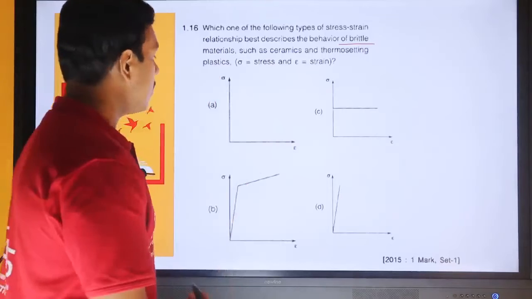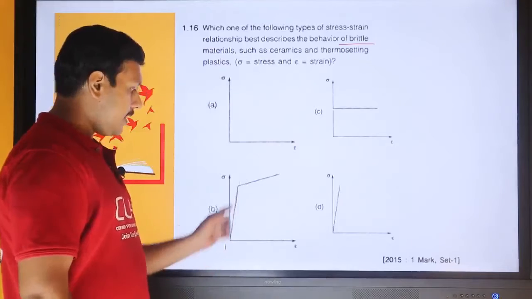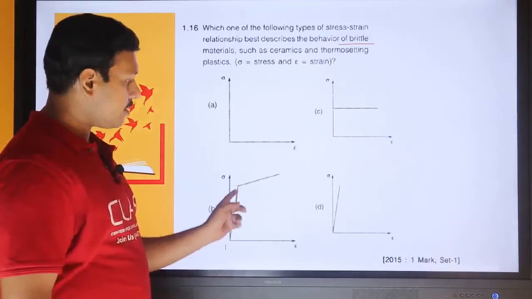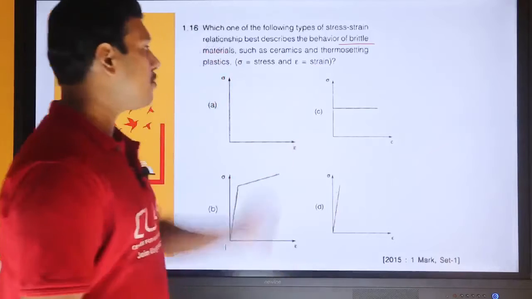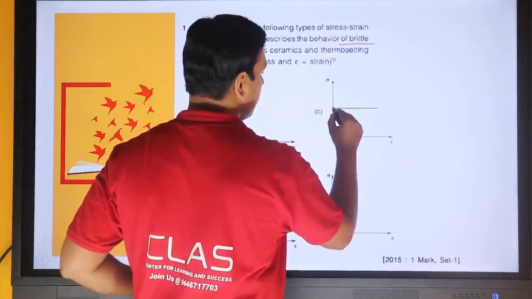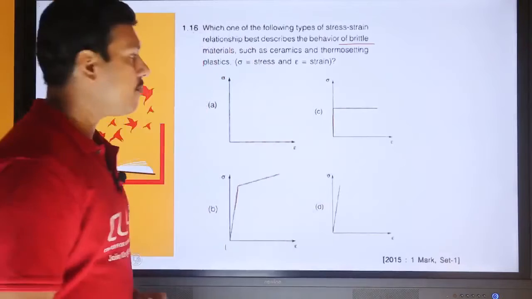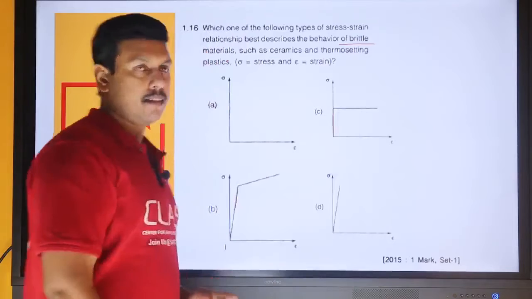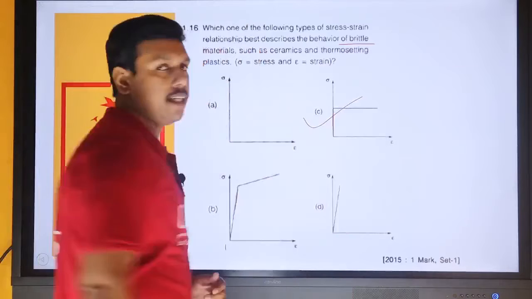Option B is linear elastic followed by strain hardening. Option D is linear elastic, but option C is the correct one. This is the brittle material. In brittle material, the deformation is very small, and at this point the material fails. This line represents the failure of the material. So option C is the correct answer.